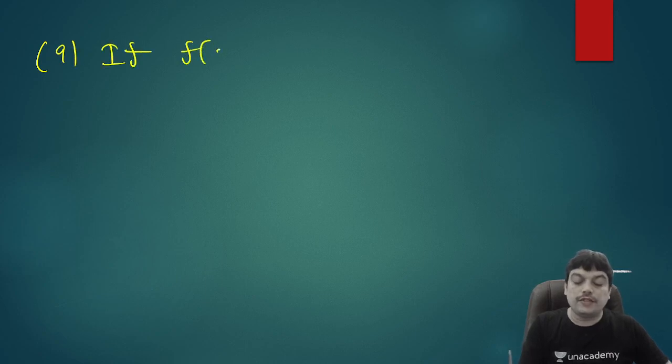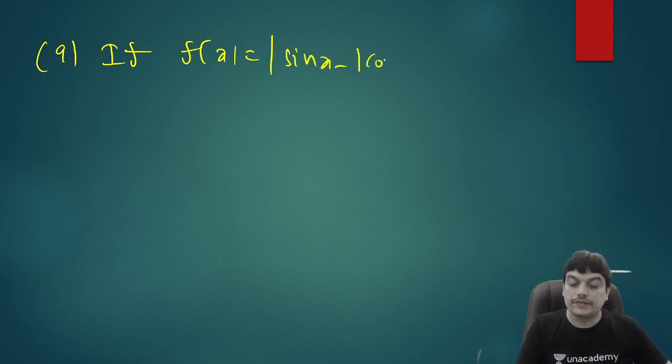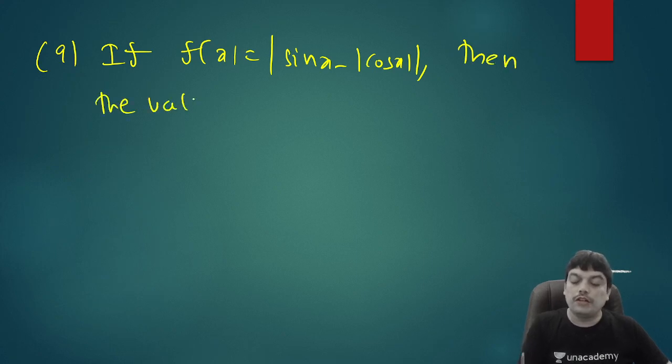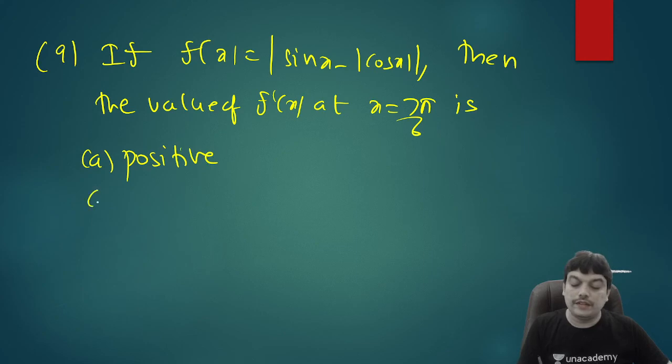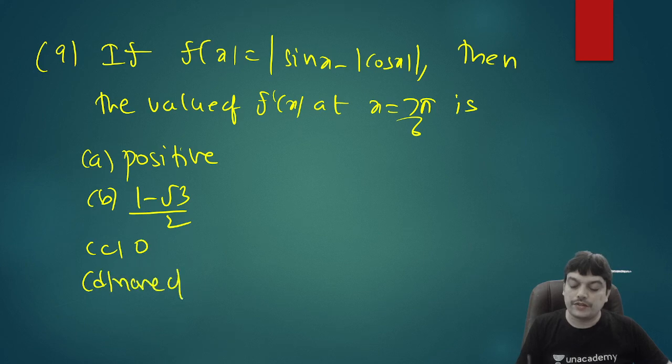If f of x is equal to modulus of sine x minus mod cos x, then the value of f dash x at x equal to 7 pi by 6 is, options are positive, 1 minus root 3 divided by 2 and 0. Also you can write none of these.